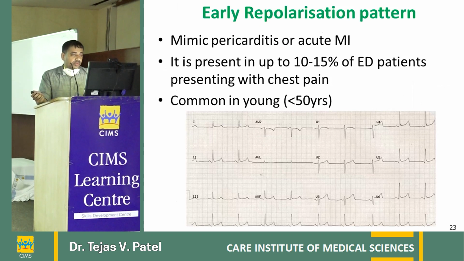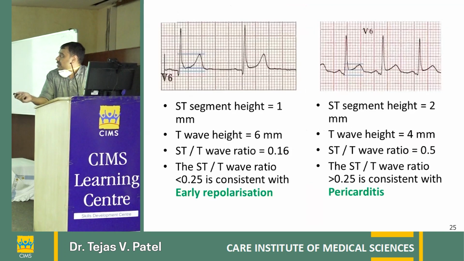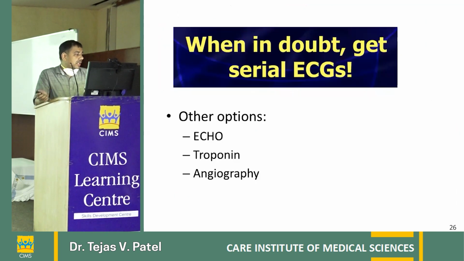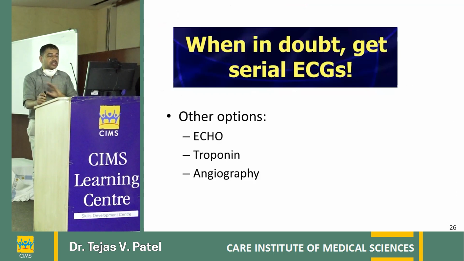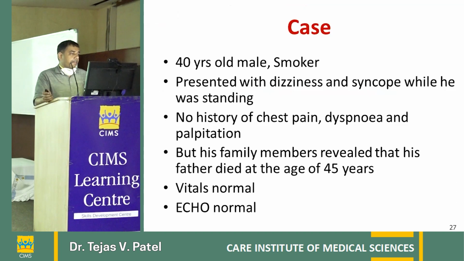Sometimes early repolarization, which is 10 to 15% of the chest pain patients who come to the emergency department, is early repolarization syndrome. And there are criteria to differentiate between these two situations based on the ST elevation and the T wave ratio. We'll not go into detail about that. It will be very boring. But always remember, whenever there is a doubt about ACS, always give this set of investigations, especially the troponin and the echocardiogram. That is very, very important. And if any doubt is there, we can always do the angiography.